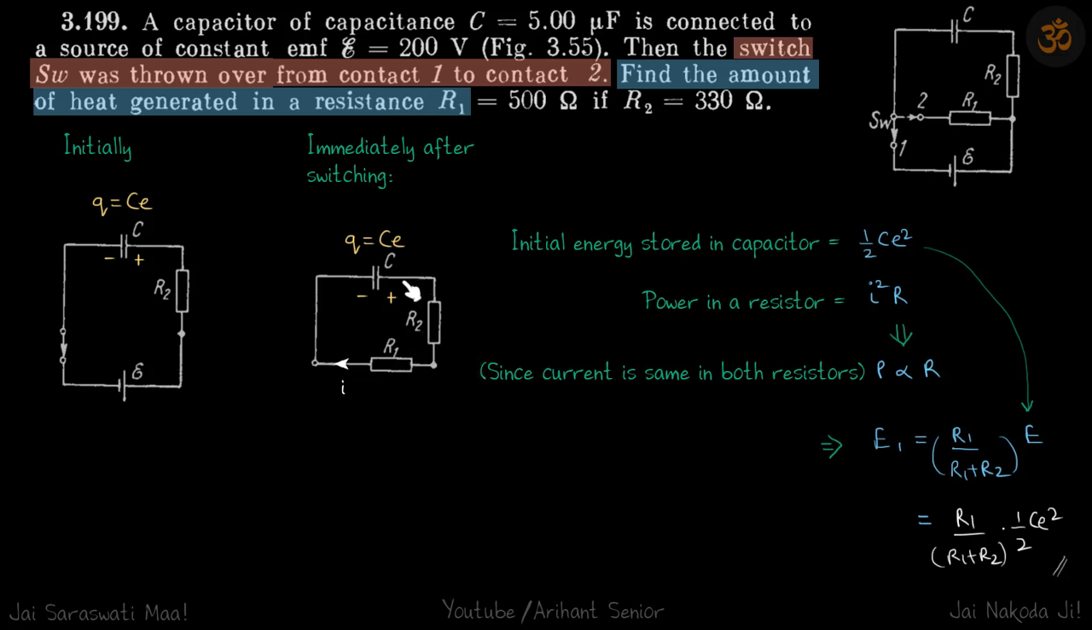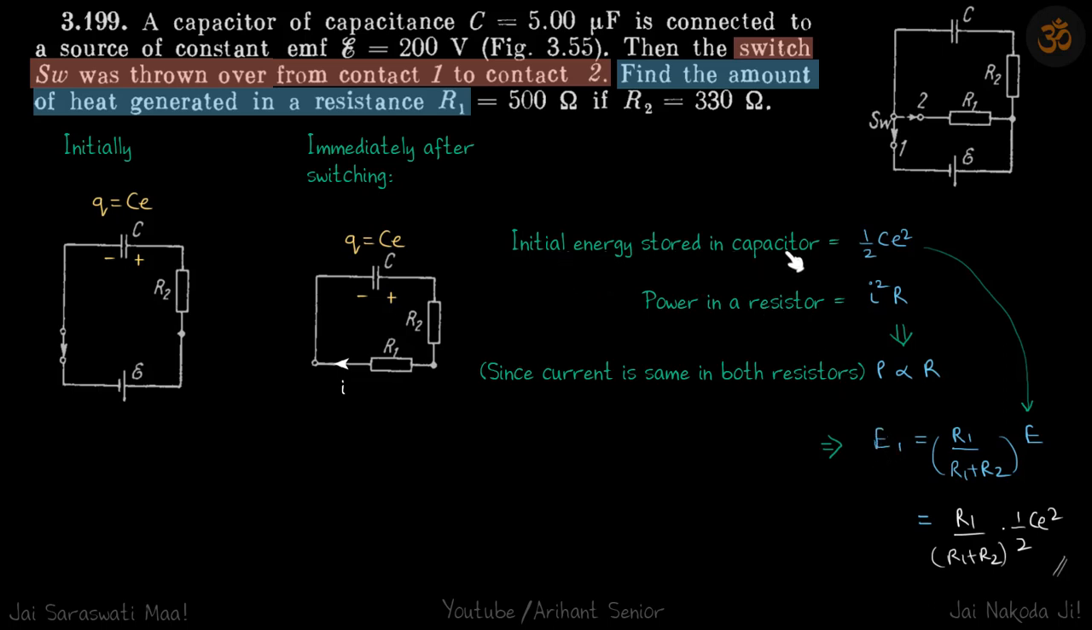So again, see, the same current is flowing in both resistors. So total power generated is I square into (R1 plus R2). The power generated in this one is I square R1. In this one, it's I square R2. So if we get rid of I, the power generated in R1 will be total power into R1 divided by (R1 plus R2). So it's proportional to the resistance. So that's what I have tried to write here.